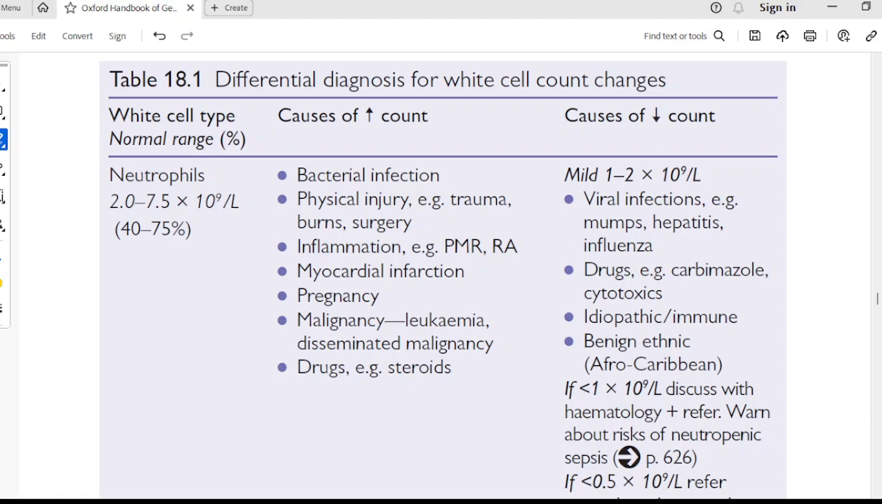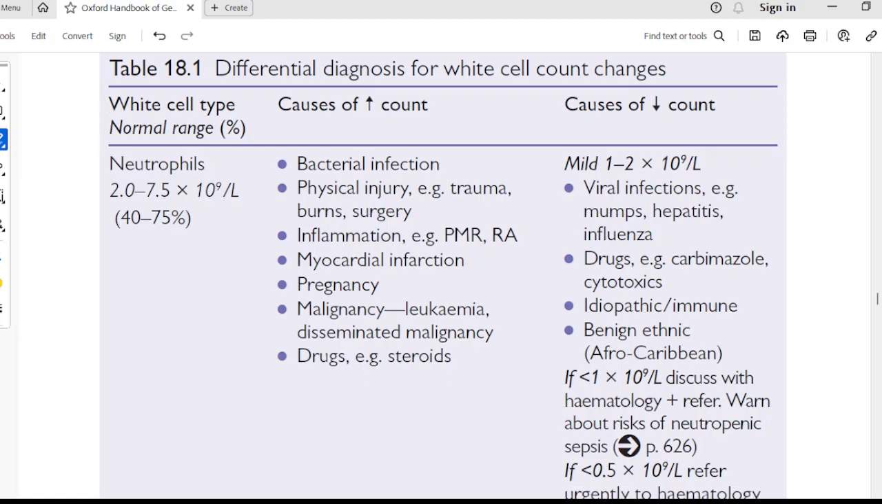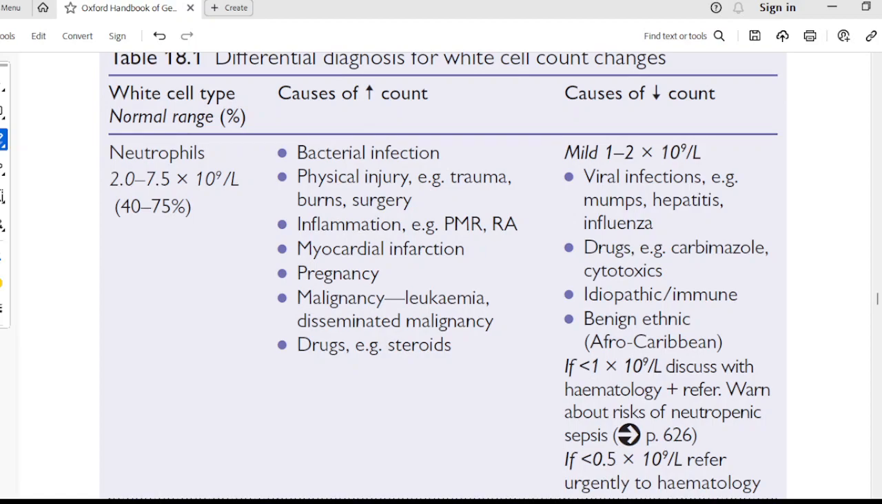This table is the differential diagnosis for white cell count changes. White cell type, normal range, percentage. Neutrophils: 2 to 7.5 ×10^9, 40 to 75% of white cells are normal. Causes of increased neutrophils: bacterial infection, physical injury like trauma, burns, surgery, inflammation like polymyalgia rheumatica or rheumatoid arthritis, myocardial infarction, pregnancy, malignancy, leukemia, disseminated malignancy, drugs like steroids.